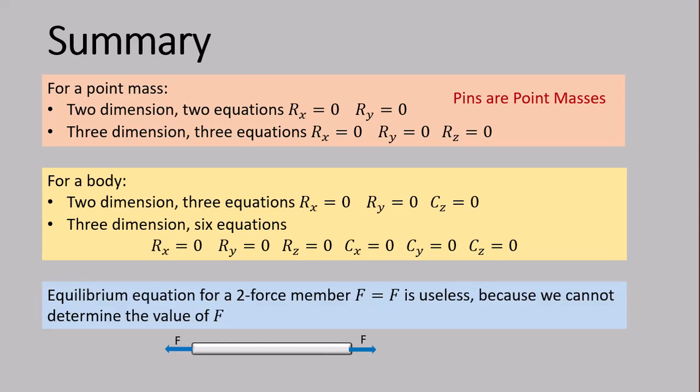The equilibrium equation for a two-force member is simply F equals F, and it's useless because all you get is F equals F, but from this equation you cannot determine the value of F. So we will draw the free body diagram of the two force members, but they will not be included in the solution process.